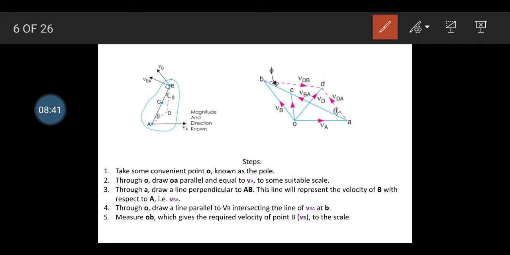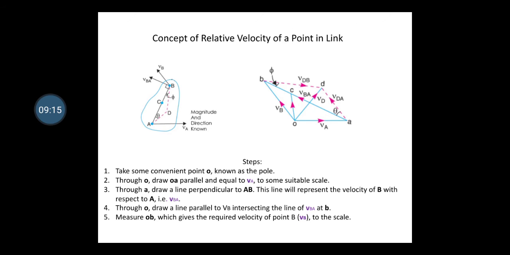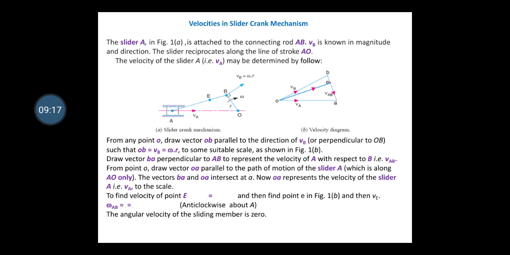Now after this, we have to measure OB. So where is OB? OB is present over here. We have to measure OB, which gives the relative velocity of point B, that is this part, to the scale value, whatever scale we have taken over here. So this is the concept of relative velocity of a point in a link.